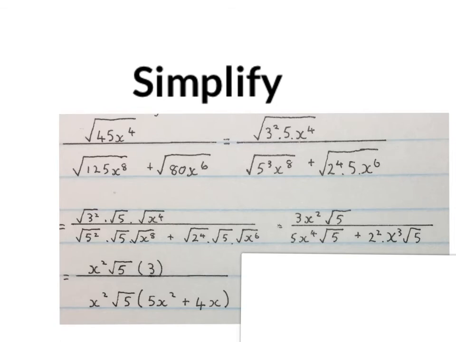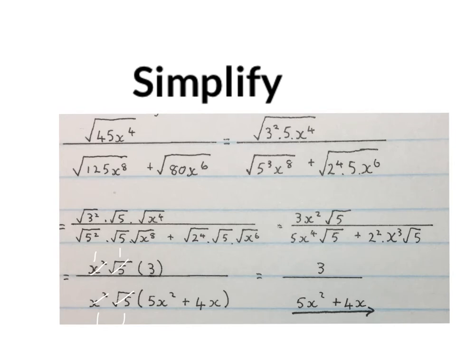Now we can cancel. We can say x squared goes in itself once, and x squared goes down there once. Square root of 5 goes in itself once, and also goes in there once. Then our final answer will look like this. Please stop the video and get your brain around this one.